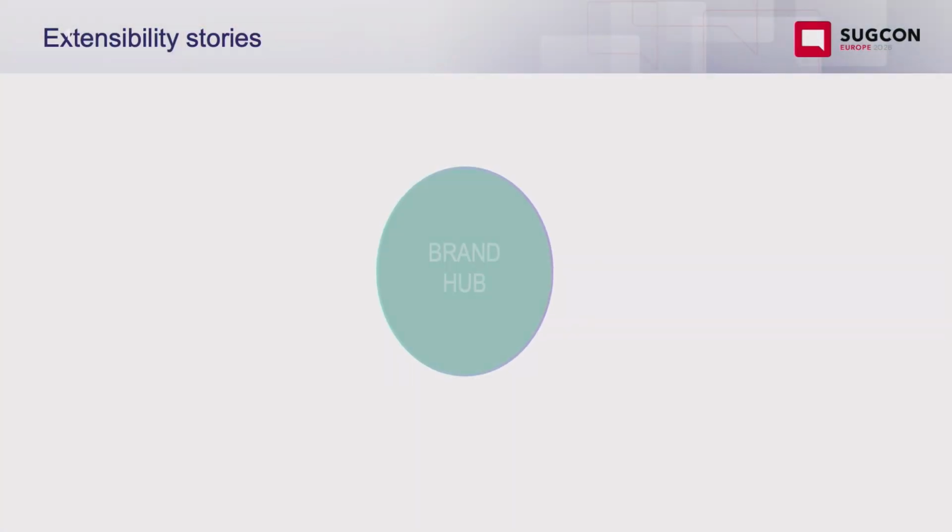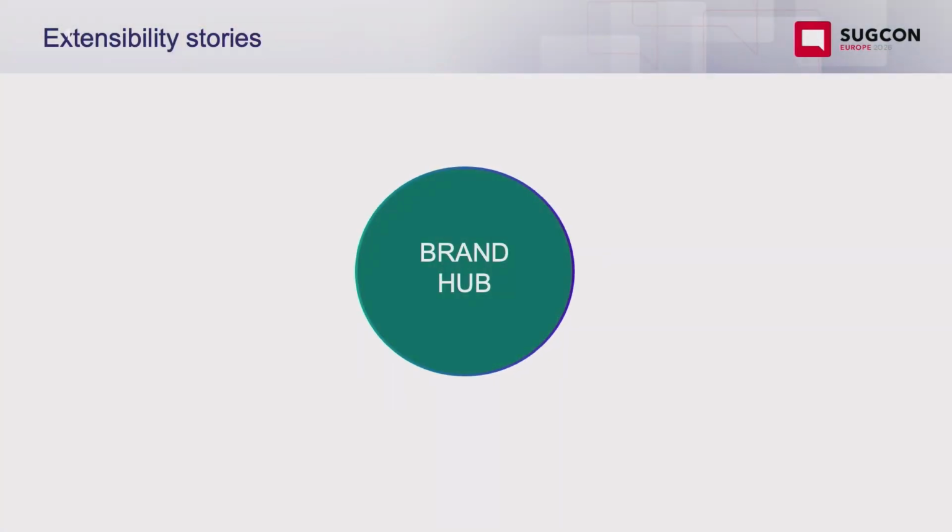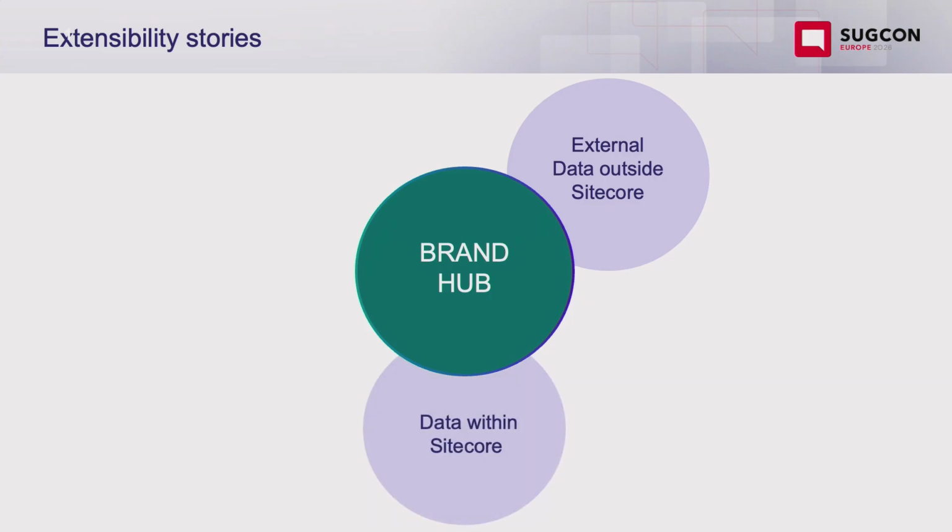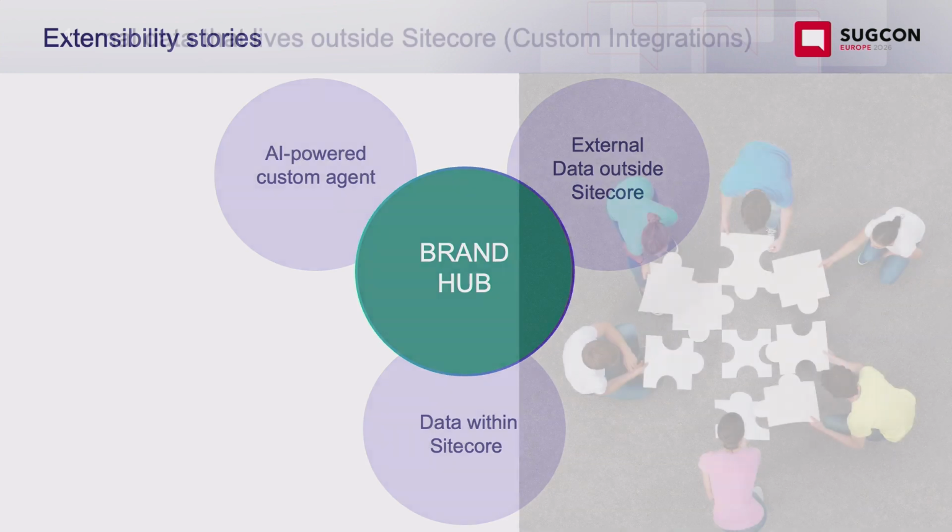As part of that story, you already saw the brand hub, which was in place. You will have some external data which lives outside of Sitecore. You can also have data which lives within Sitecore. And then you can have your own AI-powered custom agents as well. All of this lives in different places. It's not stitched together as one piece of cloth. What we want to do is to do exactly the same. And I'll talk about each of them one by one.